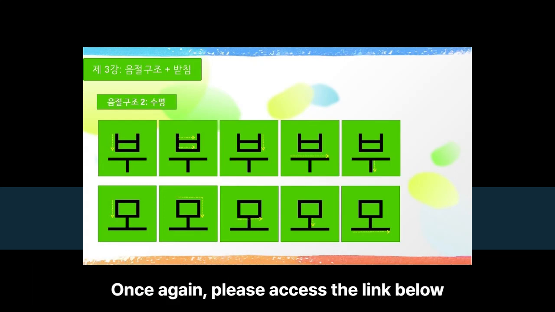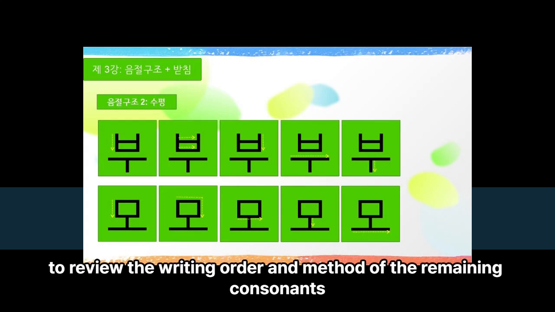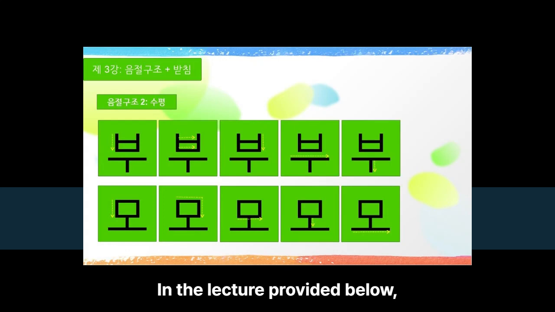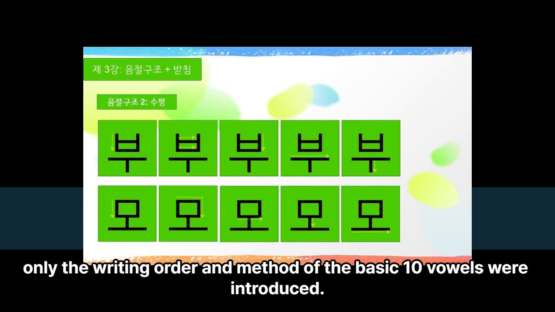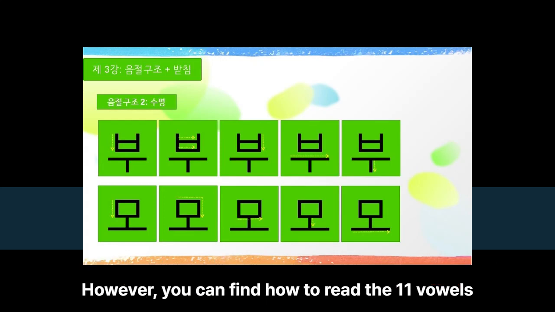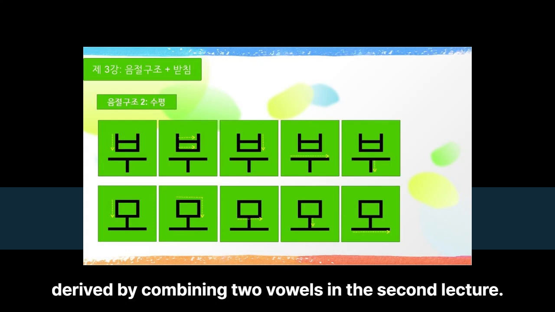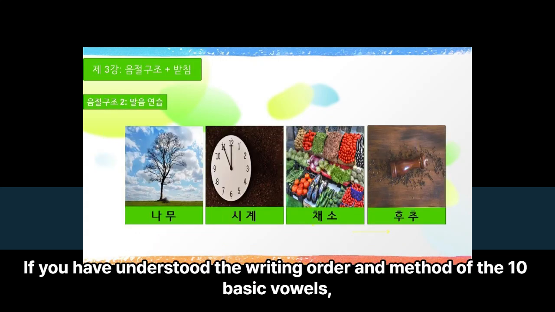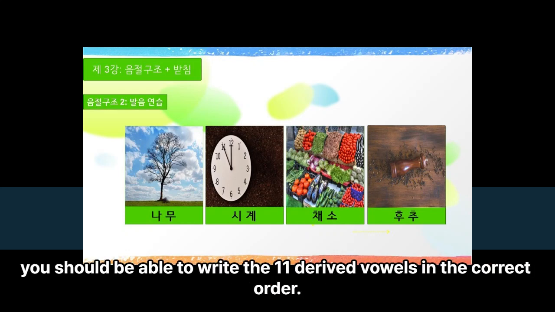Once again, please access the link below to review the writing order and method of the remaining consonants and vowels that were not introduced in today's lecture. In the lecture provided below, only the writing order and method of the basic 10 vowels were introduced. However, you can find how to read the 11 vowels derived by combining 2 vowels in the second lecture. Through the introduced video lecture, if you have understood the writing order and method of the 10 basic vowels, you should be able to write the 11 derived vowels in the correct order.